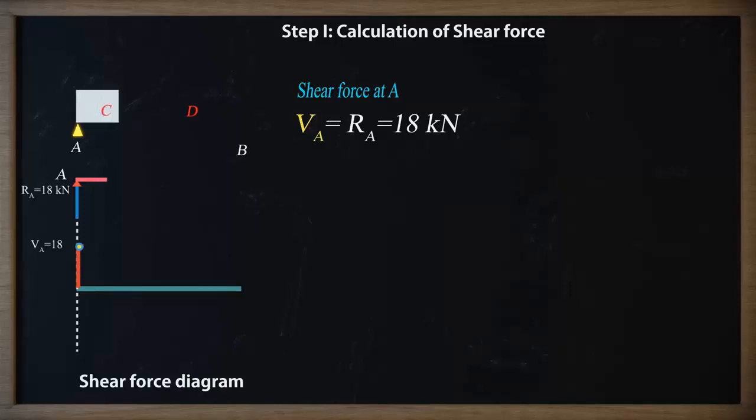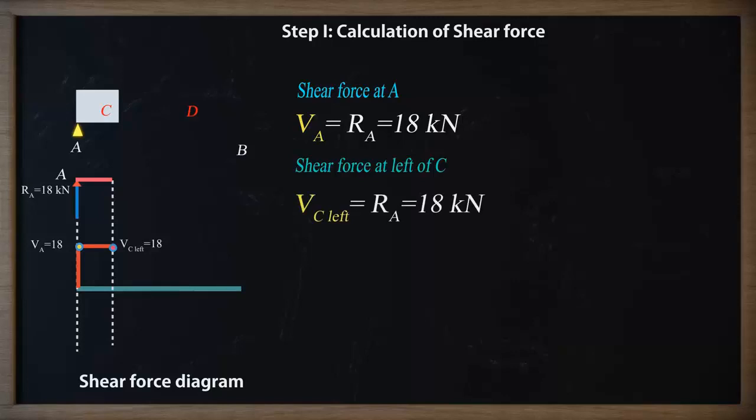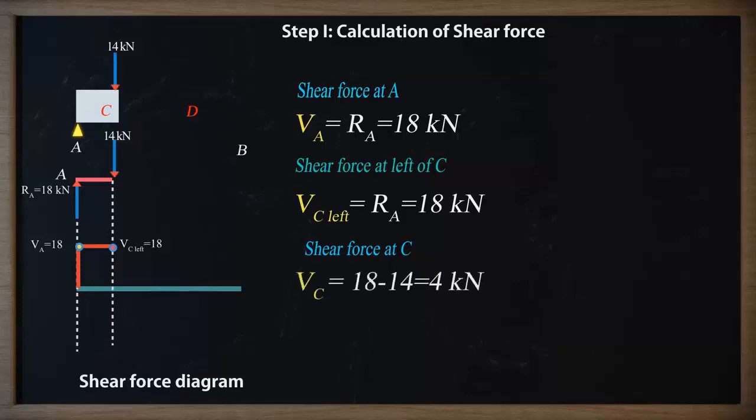Now we'll move to point C. Shear force will be calculated at the left side of point C. On the left side of point C, there is no force but the reaction at support A. So shear force to the left side of point C is again equal to 18 kN. Now we have reached point C. There is a point load 14 kN at point C. So shear force at point C equals reaction Ra, which is 18, minus 14 kN as negative as it is going downward. So shear force at point C equals 18 minus 14, that is 4 kN.